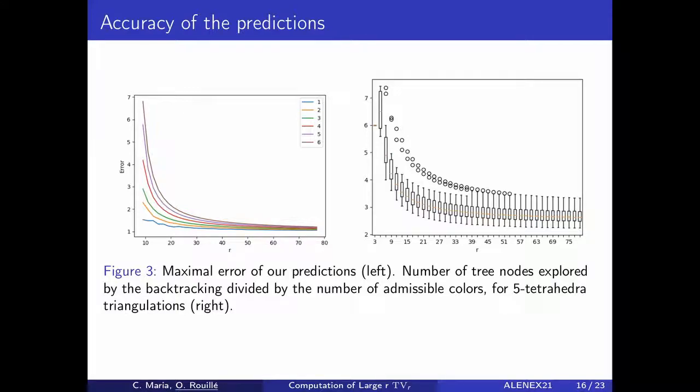And the other question is how bad or how good is the tree search, the backtracking algorithm. For that we had a quick look at how many nodes of the tree were explored, divided by how many admissible colorings there are. And this is the distribution for all 5 tetrahedra manifolds, triangulations. We can see that it converges and it's pretty low, so that's another thing to add to our conclusions, our observations.